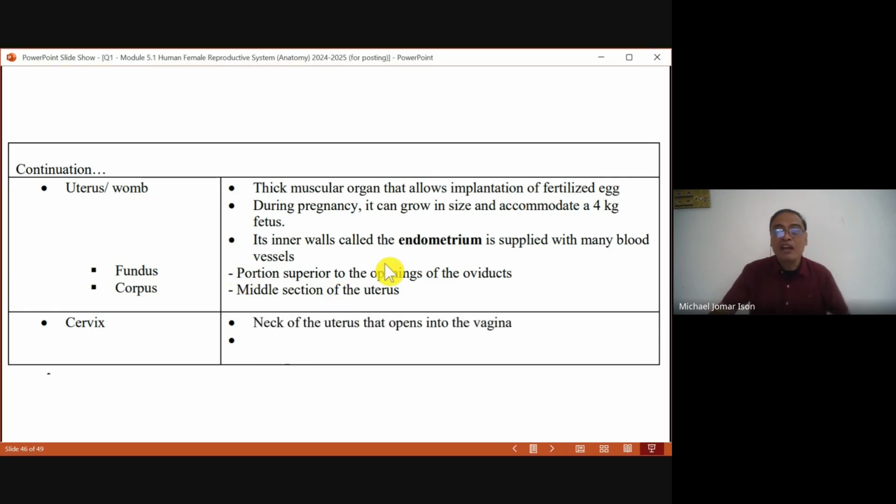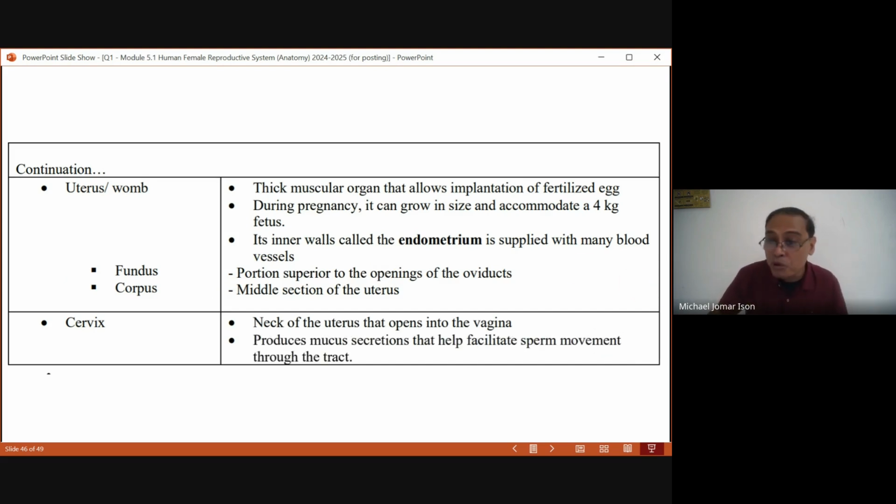Alright, let's finish up. We have the cervix, which is the neck of the uterus that opens to the vagina. This provides mucus secretion, and take note, it facilitates sperm movement through the tract. Usually the cervix is closed, but during ovulation, usually around the 14th day, when the female is very fertile, the cervix opens up and produces mucus, because we already know that sperm cells, in order to move, need a medium.